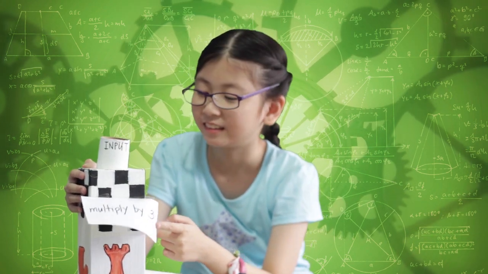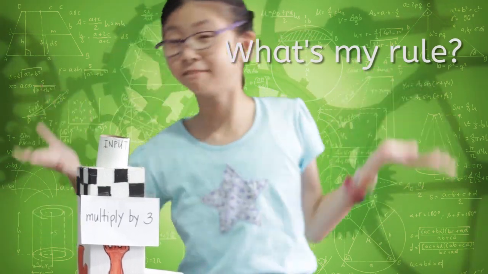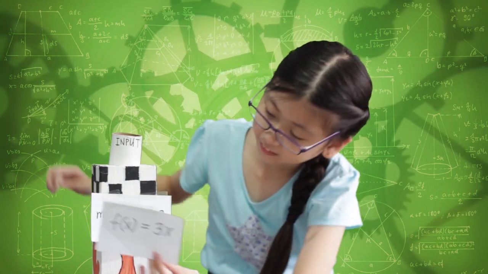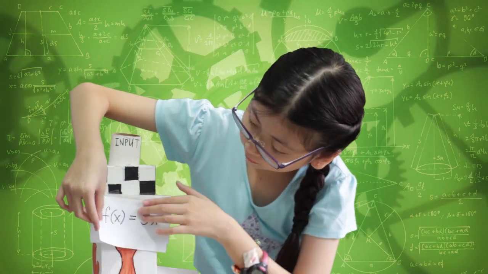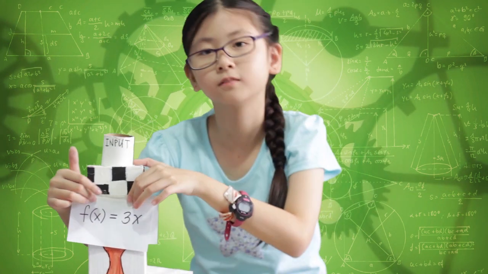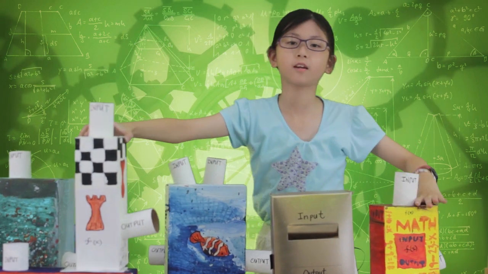We also can imagine this function machine asking, "What's my rule?" If we examine the inputs and outputs, we should be able to figure out what this function machine does, or find the mystery function rule. In this case, this function machine multiplies any input by 3. That is this function machine's rule. Let's try another function machine. Can you guess what this function machine can do?